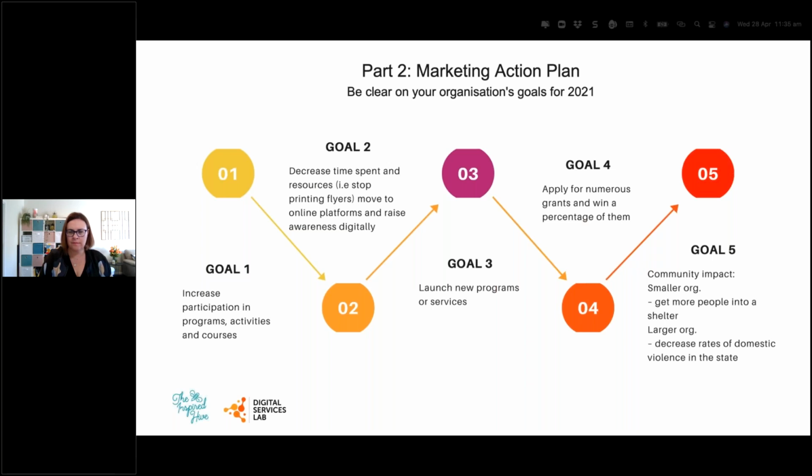So a small organization like Transition Village Wallen might want to get more people into a shelter or into some sort of supported accommodation, whereas a larger organization may have a goal to decrease the rates of domestic violence in the state. So the reason we want you to write down all of the organization's goals for 2021 is to make sure that when you're marketing the organization, your marketing directly aligns to these goals. So how through my marketing can I help the organization increase participation in programs? So I hope that makes sense.